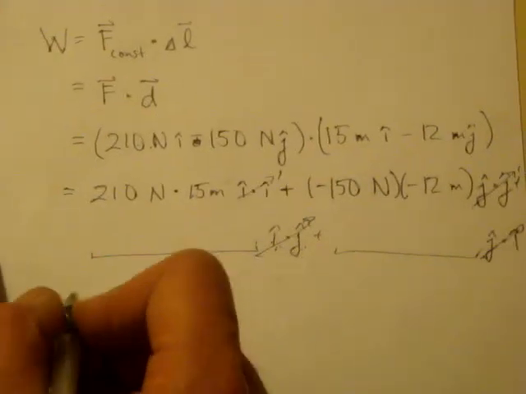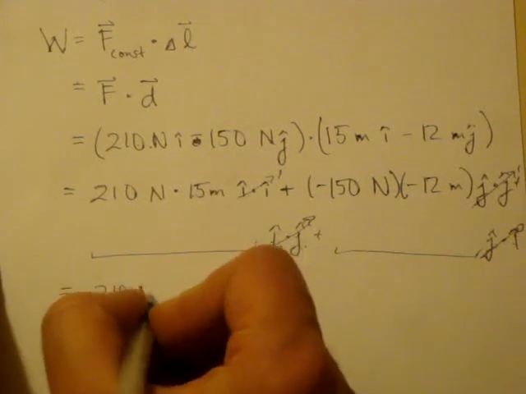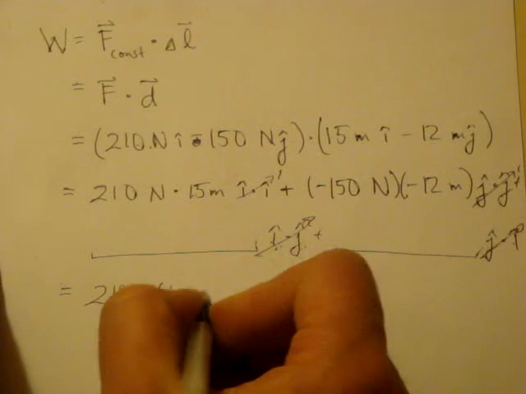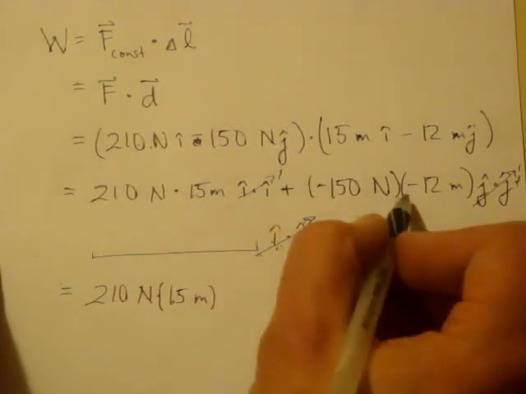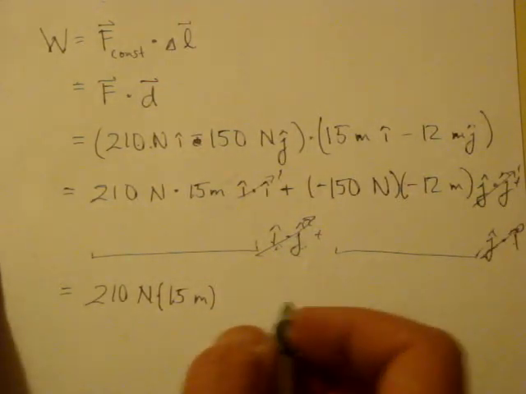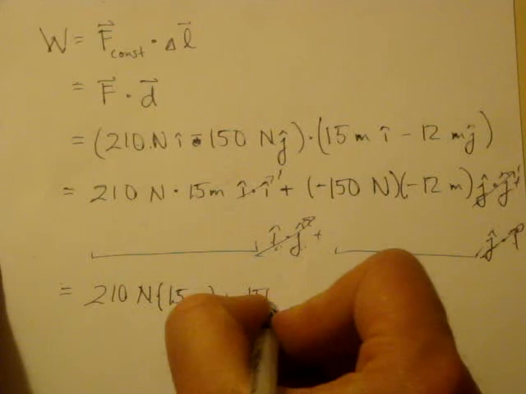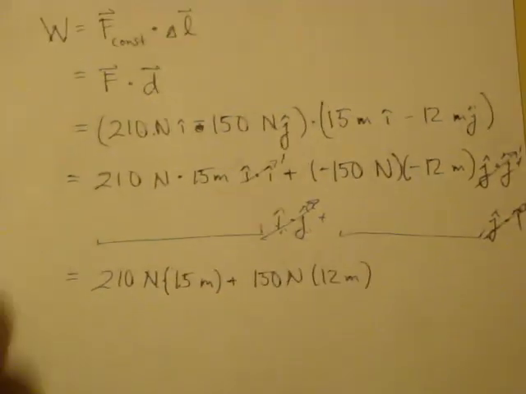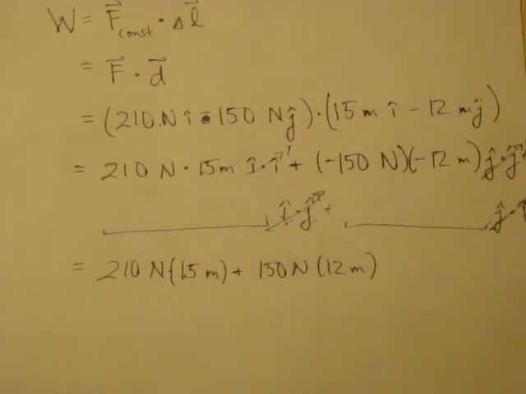And so we simply can add up the numbers that we get left over. This is going to be 210 newtons times 15 meters, and then minus 150 newtons times minus 12 meters. This is really just going to be plus 150 newtons times 12 meters. And I'll leave it to you to figure out the final steps of actually multiplying these through and summing them up.